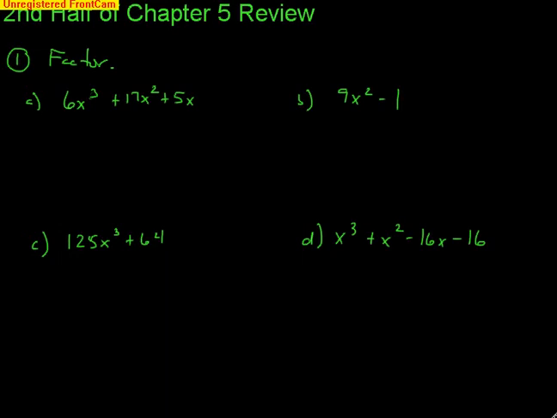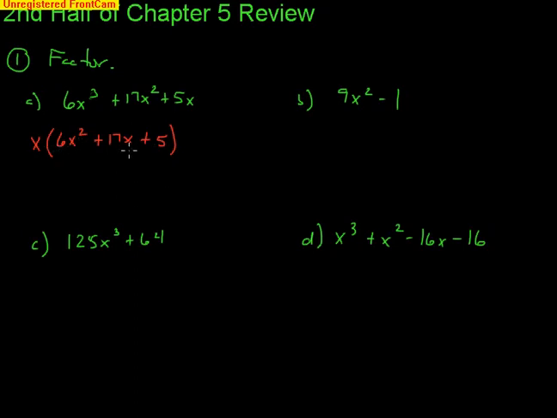So let's start off with some factoring review questions, okay? We need to factor each of these. Let's take a look at the first one: 6x cubed plus 17x squared plus 5x. Whenever you factor, the first thing you always like to do is pull out a common factor. Notice all of them have an x. Let's pull out one x, the lowest power. So this is going to be 6x squared, plus 17x, because you only have one x, plus 5, and that x disappears.